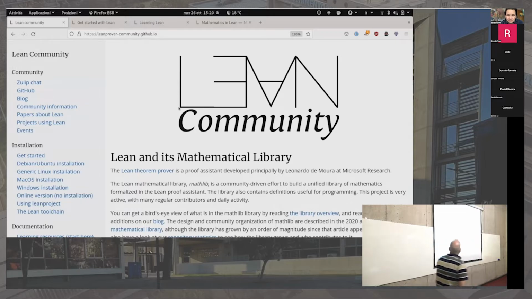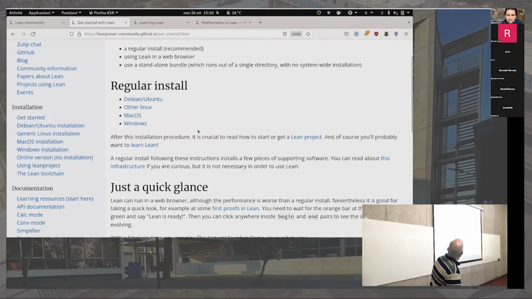This is the official website of the Lean community. If you want to install Lean on your computer, you have to go here where there is "Get started", and there are instructions for installing if you use Linux, Mac OS X or Windows. I only use Linux, so I have no idea how it works in other systems, but it shouldn't be too hard to install it.